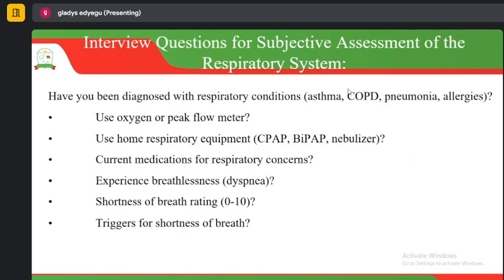So the interview questions for subjective assessment of the respiratory system, you really have to diagnose this in relation to the different ways the patient comes to you. So, have you been diagnosed with respiratory conditions? That is one of the questions that you can ask the patient, whether he has ever had this kind of conditions like asthma, COPD, pneumonia, and other allergies.